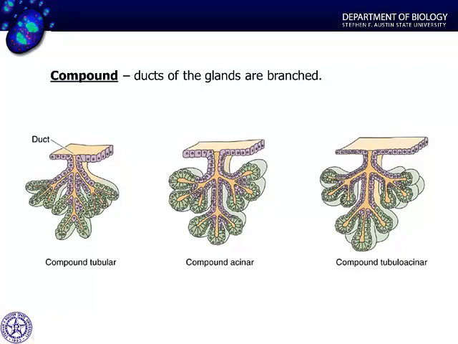Now, it is likely that you could have multiple ducts with multiple parenchymal units, in which you would have a compound branched tubular or acinar or tubuloacinar duct. But again, we are not going to get into that level of looking at our glandular epithelium. But those do exist as well.